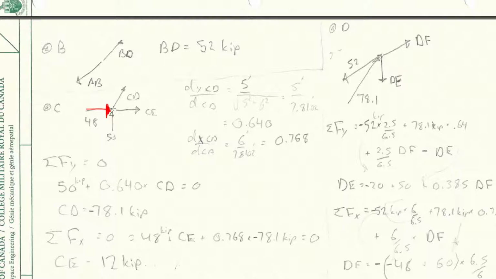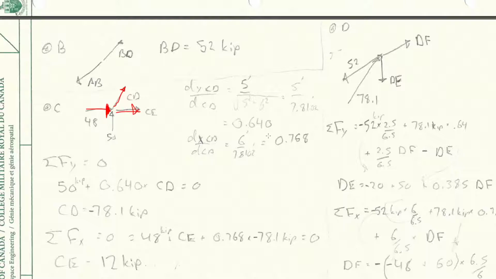And then we've got the unknowns here. So CD and CE are unknown. So we denote them as assuming they're in tension at this point, and then we'll figure out what they actually are once we do the math. Obviously, they can't both be in tension because otherwise this thing would not be able to be in equilibrium in the x direction.